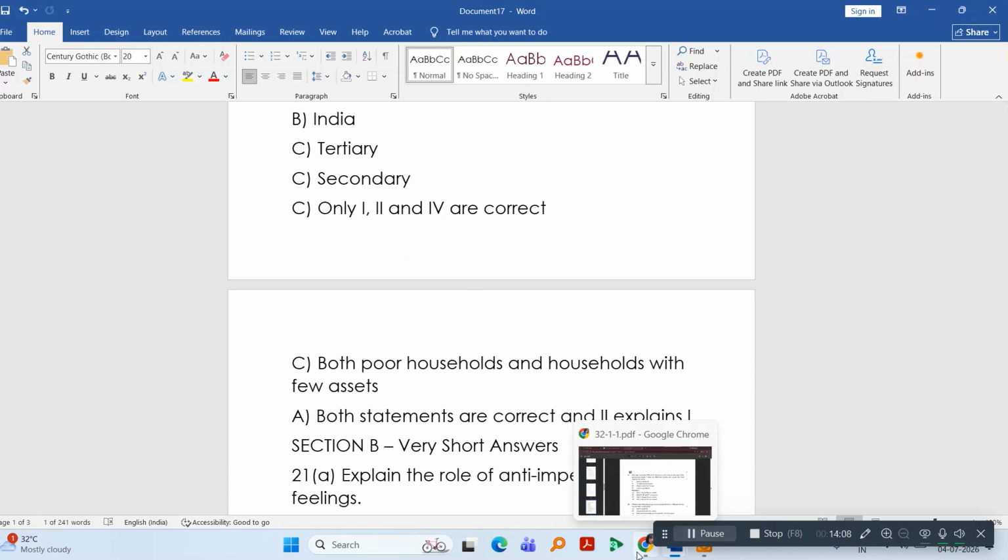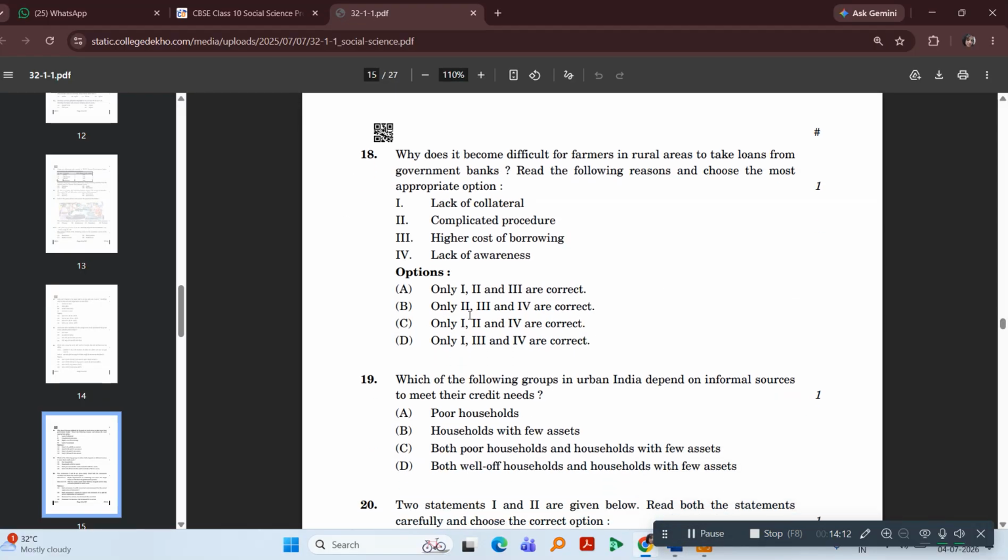It's only 1, 2, and 4. The options are 1, 2, and 4. Lack of collateral, complicated procedure, and lack of awareness.